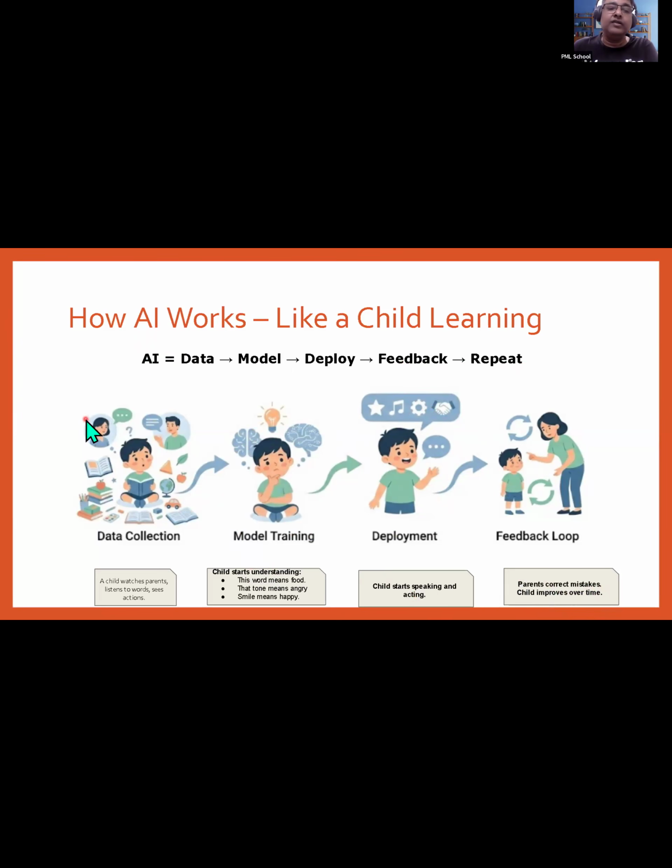It is just how the human being is doing, and AI is developed by humans only, right? So it is a very easy way to understand how AI works. It is from data, model, deployment, feedback, and repeat. Repeat loops give you improvement in your data and it keeps on evolving.